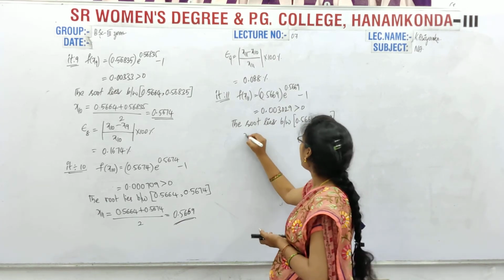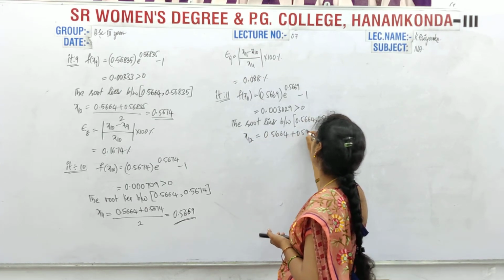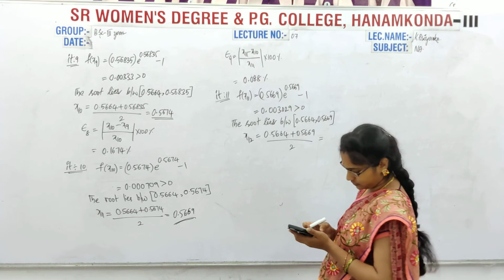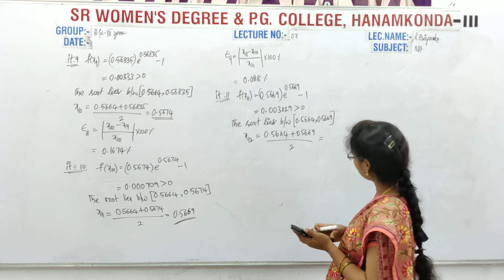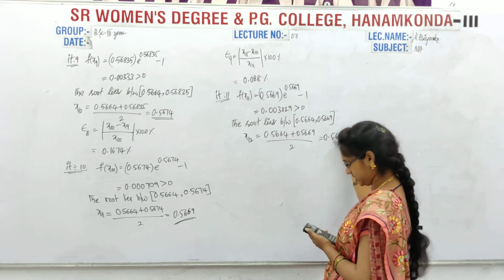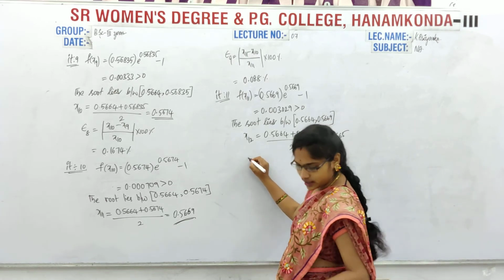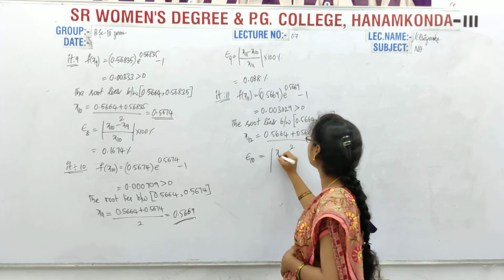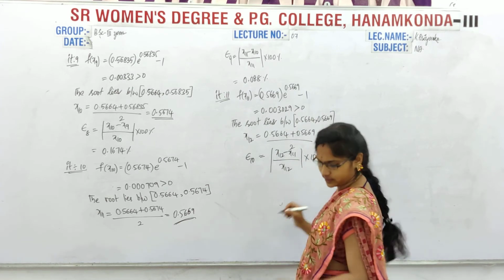Okay. Now x12: 0.5664 plus 0.5669 by 2. Now what do I get? 0.5664 plus... 0.5665. It is a very near value. Up to 3 digits we are getting the same. Now we have to calculate the error. Error is nothing but E10 equal to x12 minus x11 and so on.